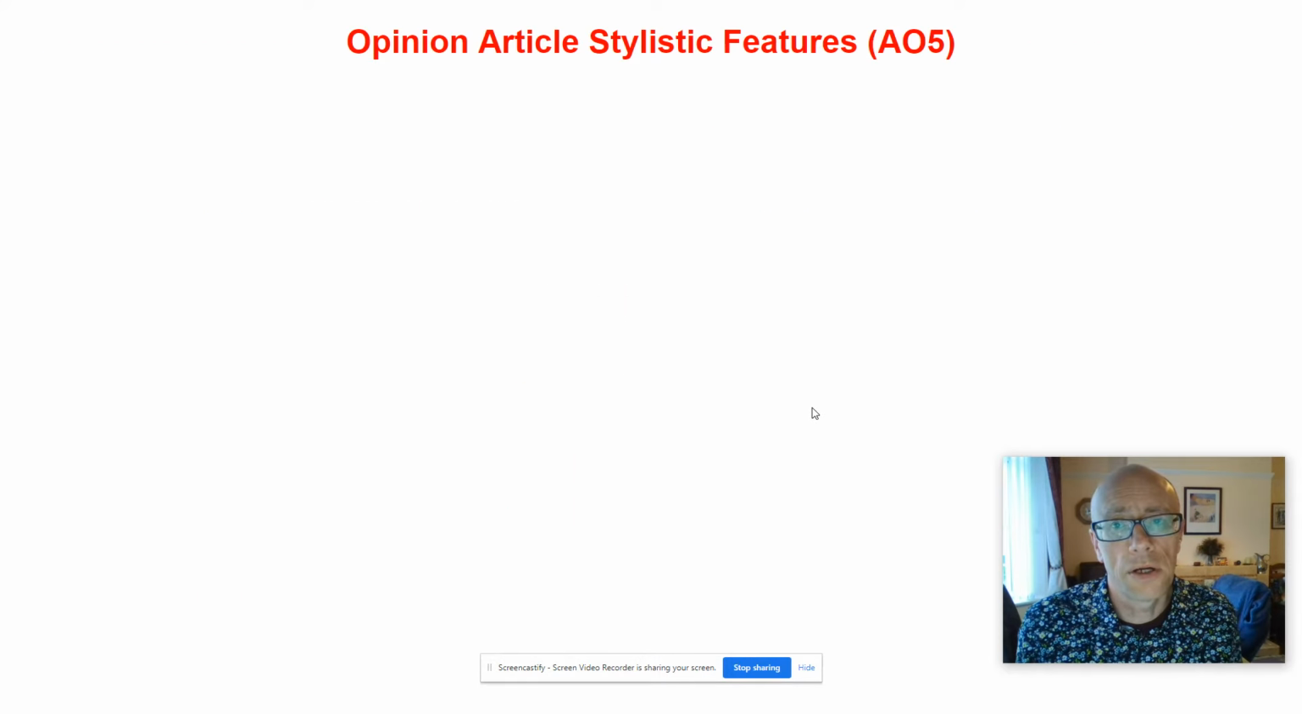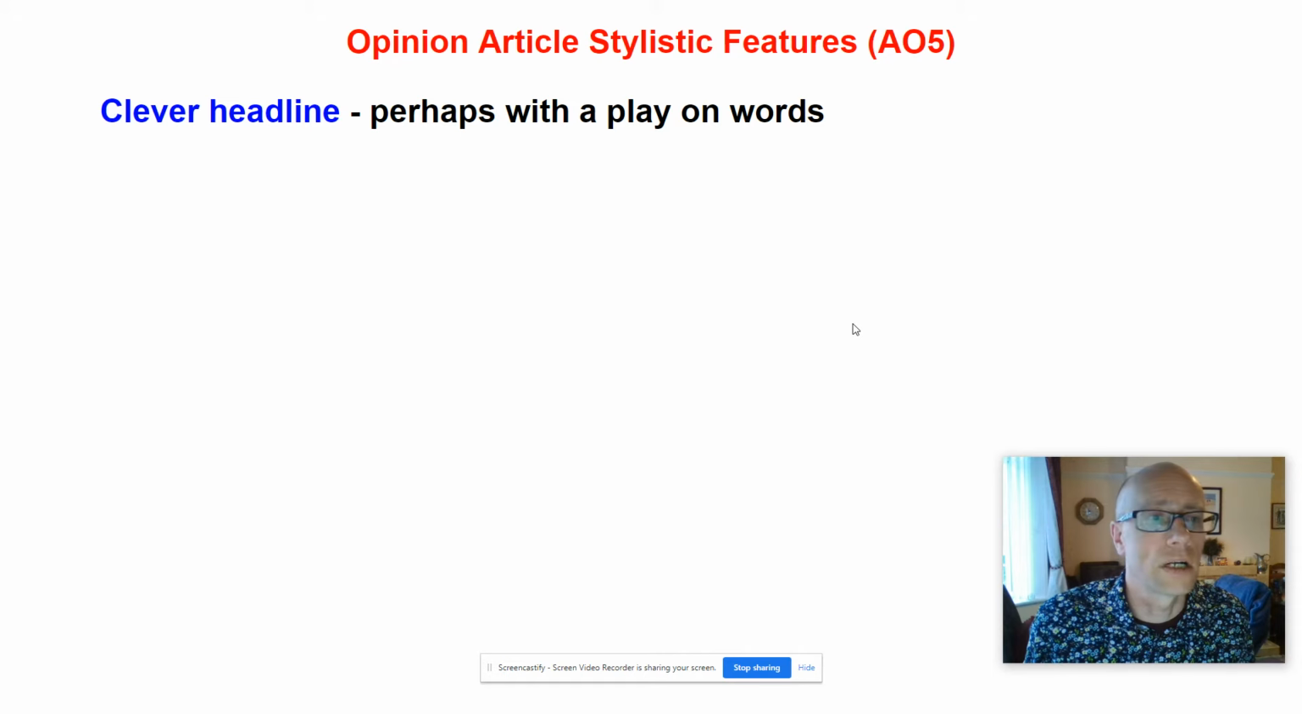Okay, so I said that a third of the mark was AO5. And so these are these good old stylistic features that you've just been including in your coursework piece, the article that you've been writing. So let's just remind ourselves: if we're writing a successful article, what are the stylistic features that you're going to be including?